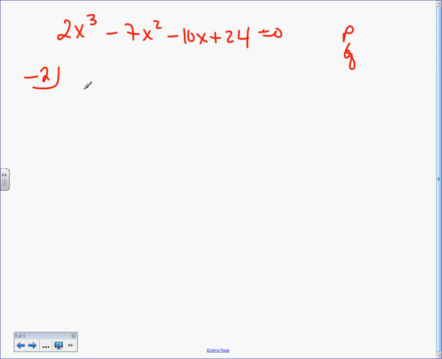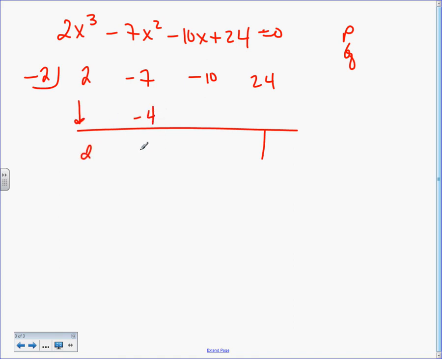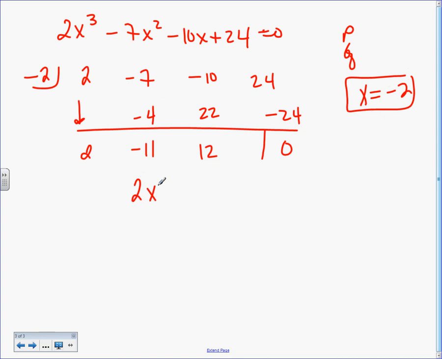So let's just finish this up with synthetic division. So we've got 2, negative 7, negative 10, and 24. Bring down the 2. Negative 4. What's negative 7 plus negative 4? Negative 11. Multiply. What do you get? 22. Add. 12. Multiply. Negative 24. Add. Ding, ding, ding. You found an answer again. X equals negative 2 is going to be a repeated solution for us. So we're left with 2x squared minus 11x plus 12 equals 0.